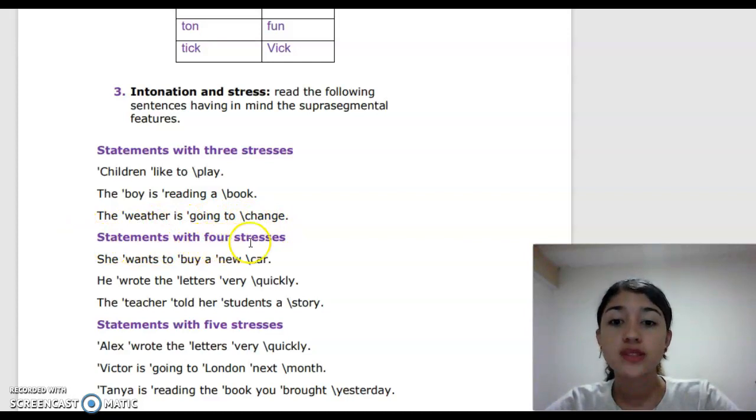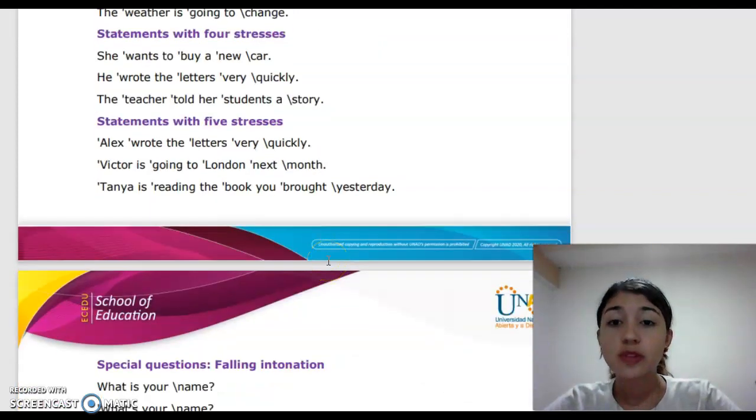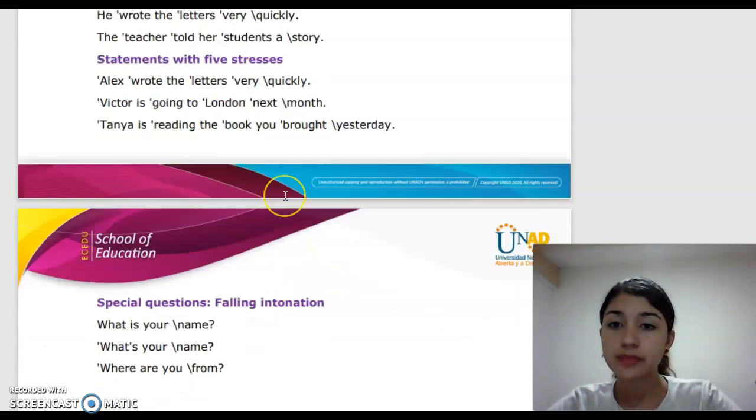Statements with 4 stresses. She wants to buy a new car. He wrote the letters very quickly. The teacher told her students a story. A statement with 5 stresses. Alice wrote the letters very quickly. Victor is going to London next month. Tanya is reading the book you brought yesterday.